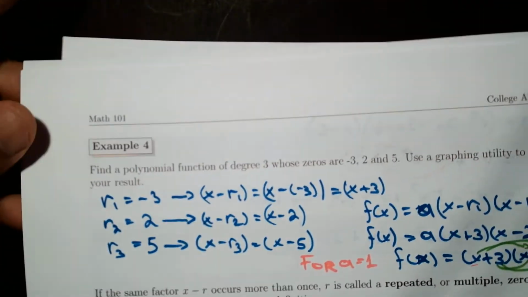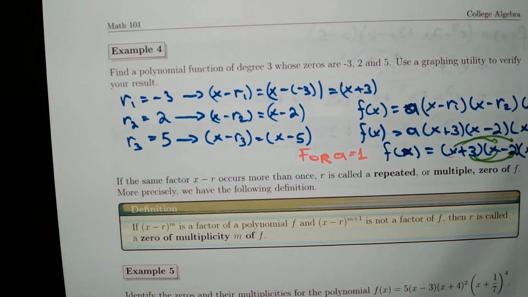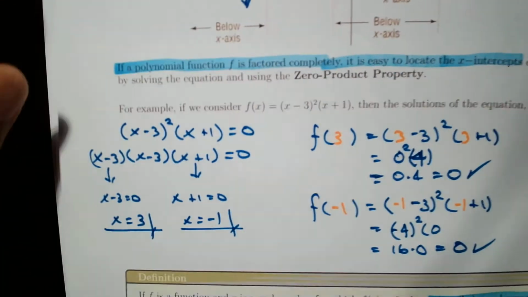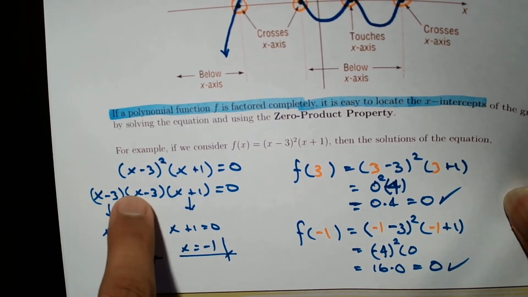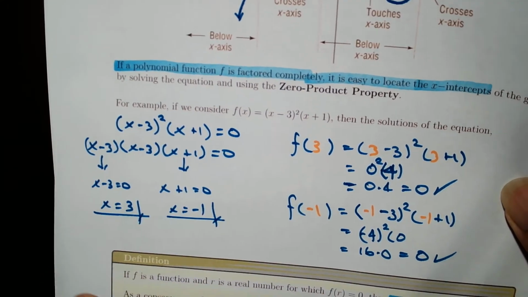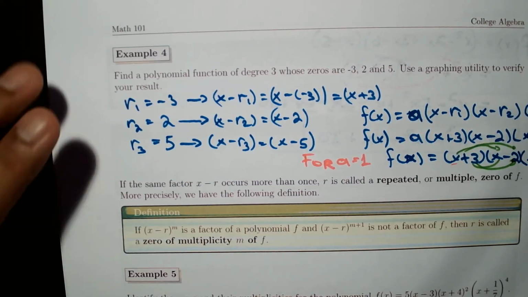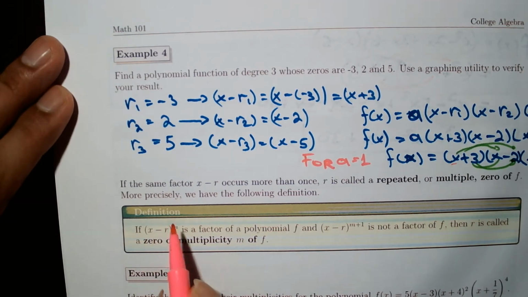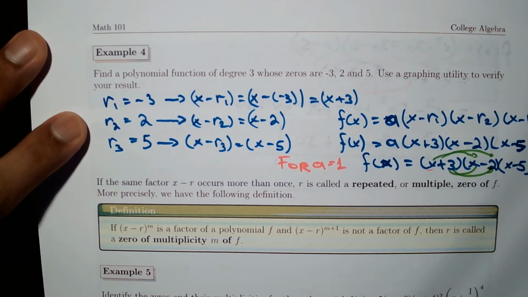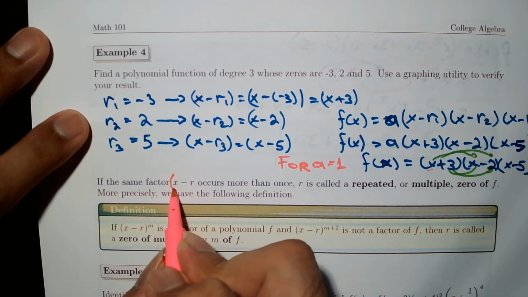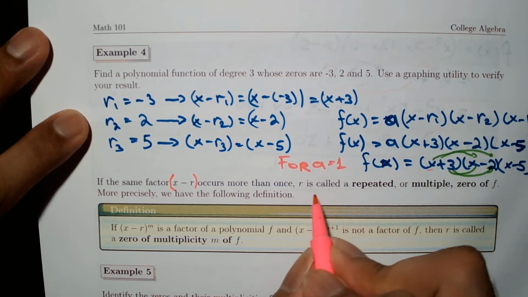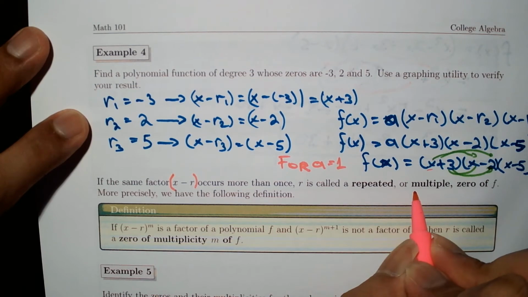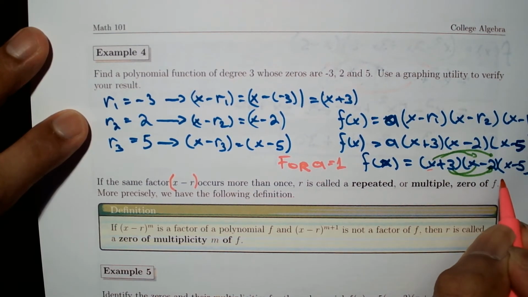Okay, so it happens like in the example that we did before, right here. Remember the one in which I have a repeated power? I had a repeated factor because I had a higher power of the same factor. And this is what the next definition is about. So, one of the factors x minus r may occur more than once, and in those cases we call it a repeated zero or a multiple zero of the function f.